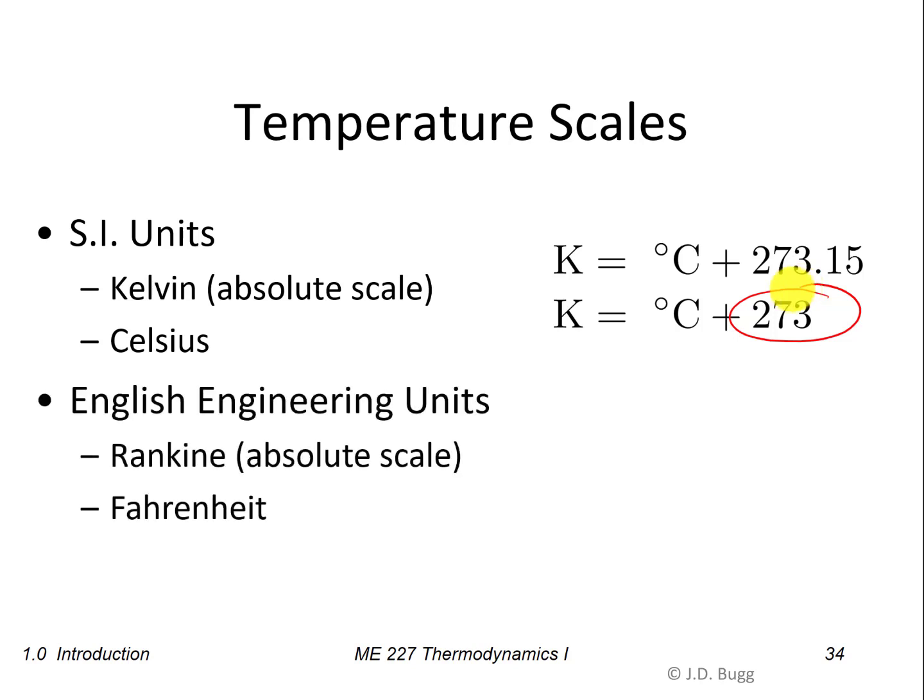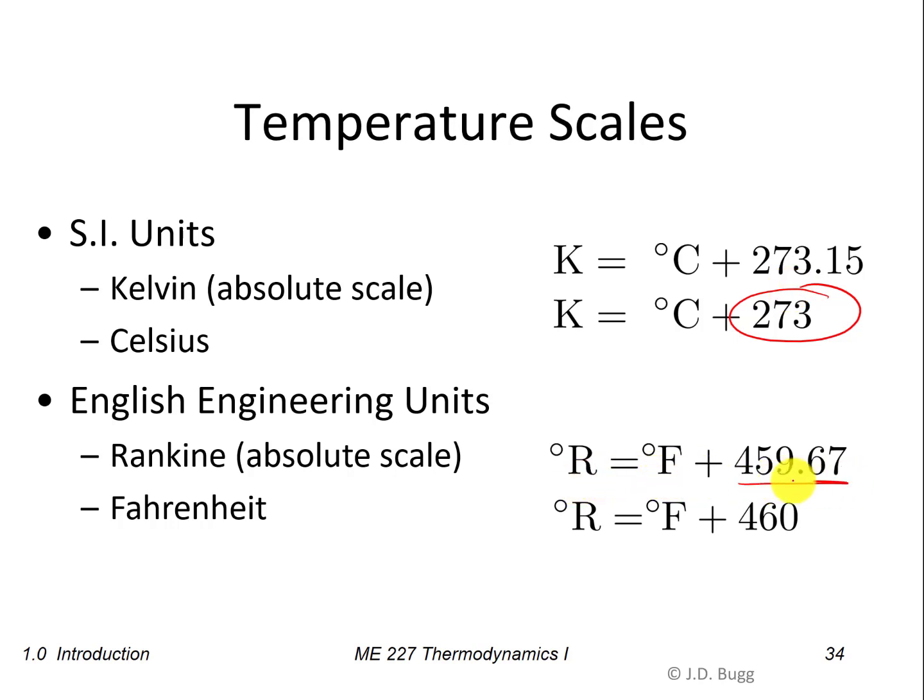In English engineering units, there are also two temperature scales. Rankine, which we've already introduced, is an absolute temperature scale, and degrees Fahrenheit is a more common, popular, everyday temperature scale. And again, there's a conversion between those. So degrees Rankine is degrees Fahrenheit plus 459.67, but again, for our purposes, the conversion that we'll use is just 460. So degrees Fahrenheit plus 460 is degrees Rankine.